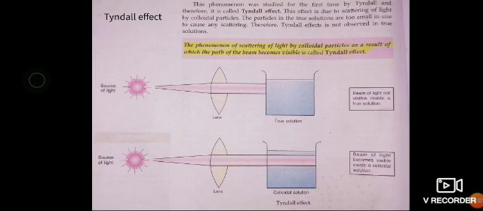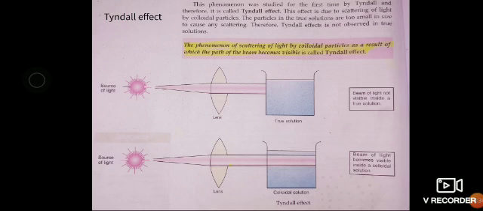and no Tyndall effect is observed in true solutions. The definition of the Tyndall effect is the phenomenon of scattering of light by colloidal particles as a result of which the path of the beam becomes visible. It means that if we strike a beam of light on a colloidal solution, the beam of light is scattered in all directions by the colloidal particles, due to which the path of the beam is visible in the solution. That is known as the Tyndall effect.